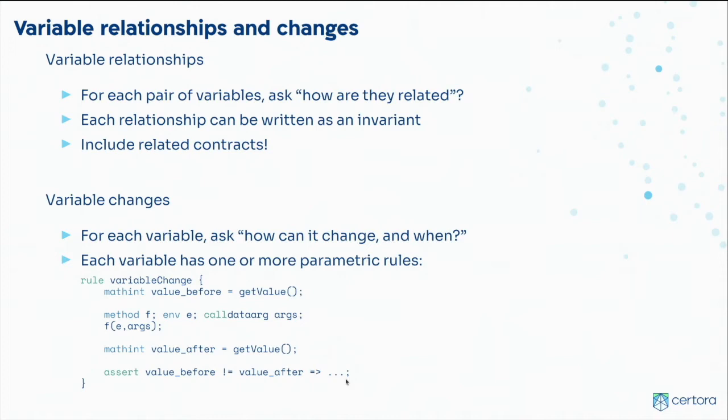So these are another couple of systematic ways to come up with specifications. One of them is look at pairs of variables and think about how they're related, and one is looking at individual variables and thinking about under what conditions they can change.